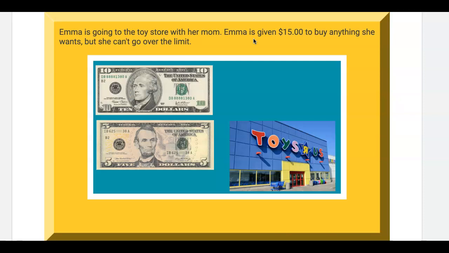Students are going to be given play money during this time, so I made sure to show what it would actually look like, but they're going to be given ones because it's easier when counting. But I wanted to show them what it would look like on a $10 bill and a $5 bill, and that's 15.